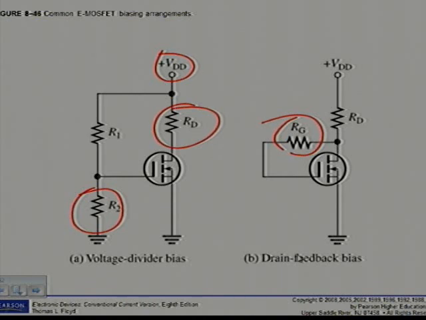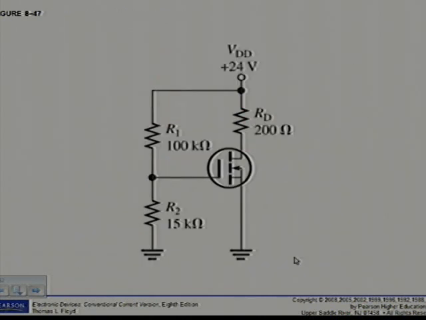On page 405, example 8.18. Determine VGS and VDS for the E-MOSFET circuit in figure 8.47. Assume this particular MOSFET has a minimum value of ID(on) of 200 milliamps at a VGS of 4 volts and VGS threshold is equal to 2 volts. Alright, then for the E-MOSFET in figure 8.47, the gate to source voltage using the voltage divider formula, R2 over R1 plus R2 times VDD, gives me a value of 3.13 volts.